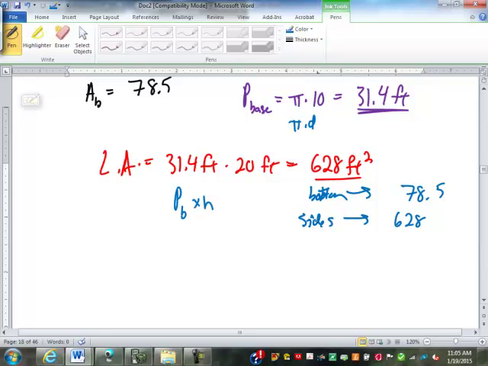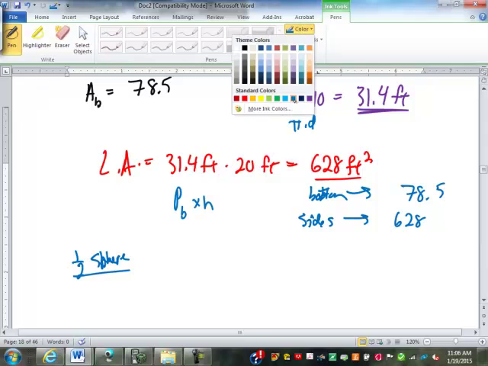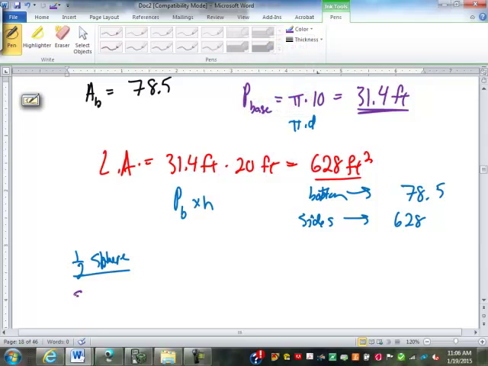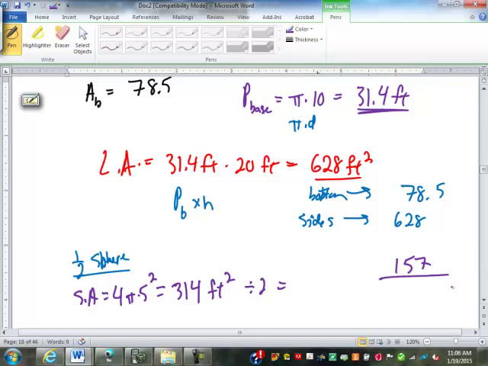So now all we need is the half sphere. For the half sphere, we need to find the whole sphere first, which is just going to be 4 times pi times the radius squared. So that should come up to be 314, correct? Square feet. That's a whole sphere. We need to divide that in half, which is going to be 157. So 863.5 square feet is what I'm getting for the surface area.